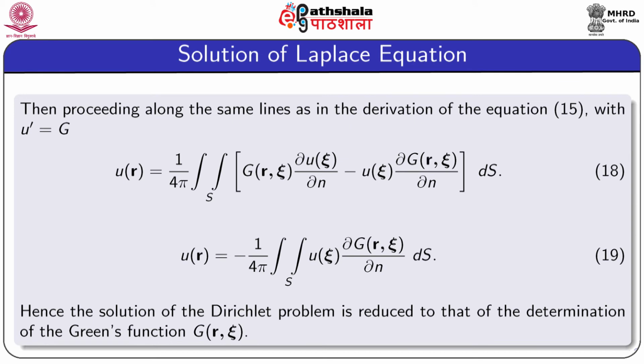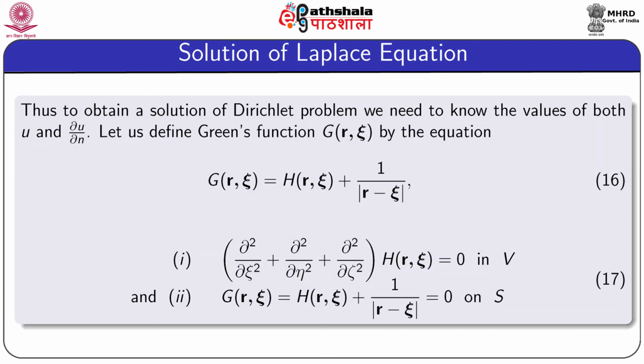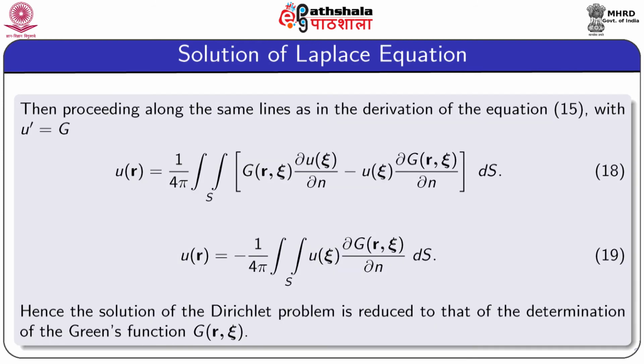Now, this g is not any arbitrary function. It will satisfy some conditions which are written in equations 16 and 17, and it is also given that g is 0 on S. So, if we use that condition, equation 18 reduces to the form of equation 19. In equation 18 we put g equals 0 on S. So, u(r) equals minus 1 by 4 pi surface integral of u del g del n dS.